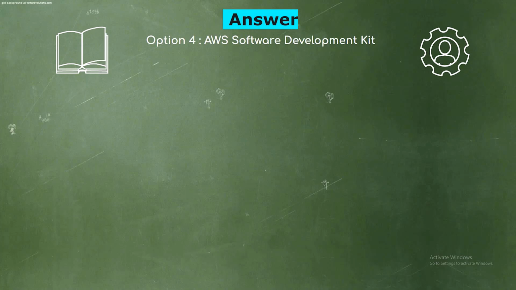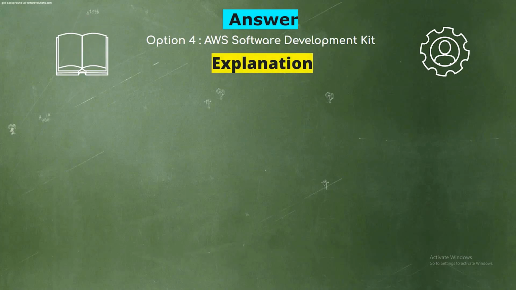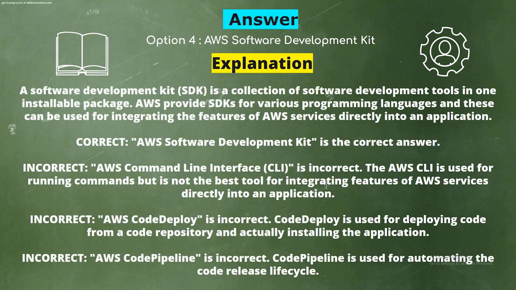AWS Software Development Kit. Explanation. A software development kit, SDK, is a collection of software development tools in one installable package. AWS provide SDKs for various programming languages, and these can be used for integrating the features of AWS services directly into an application. Correct. AWS Software Development Kit is the correct answer.